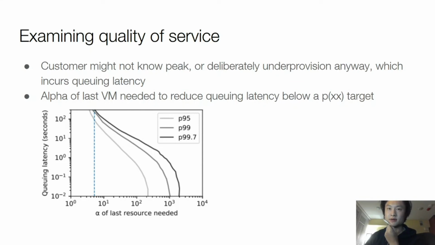from the previous scenario. And here we can see that to reduce, say, P95 queuing latency below 1 second, the last VM needed would need to have an alpha of about 10^2, which is greater than the current serverless price ratio by a pretty wide margin. And this suggests that there can be significant value for customers even if modest quality of service guarantees were provided for serverless.